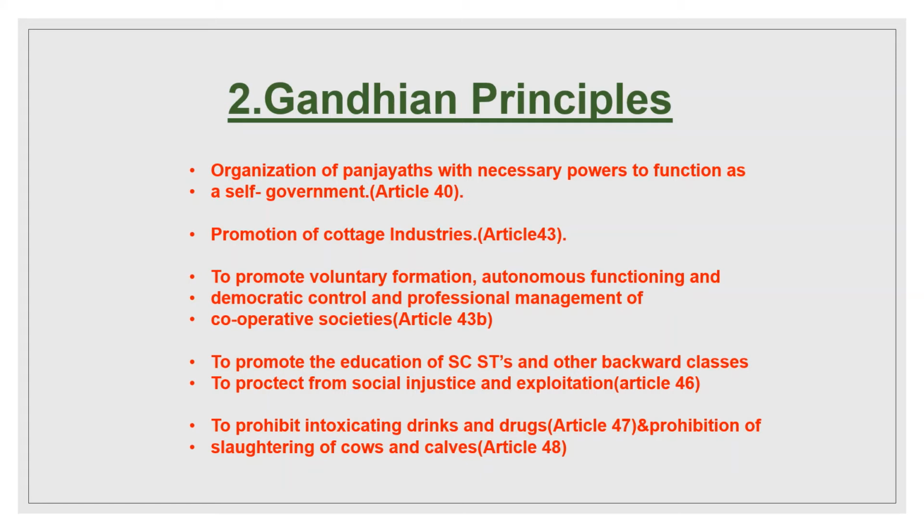To promote voluntary formation, autonomous functioning, democratic control and professional management of cooperative societies. It is in Article 43B. To promote the education of SCs, STs and other backward classes and protect them from social injustice and exploitation. It is in Article 46. To prohibit intoxicating drinks and drugs. It is in Article 47. And prohibition of slaughter of cows and calves, which is in Article 48.